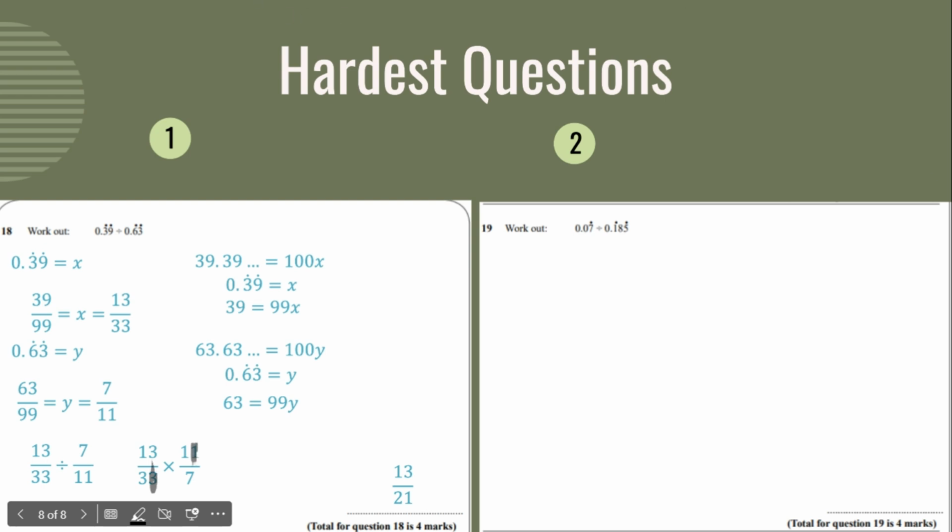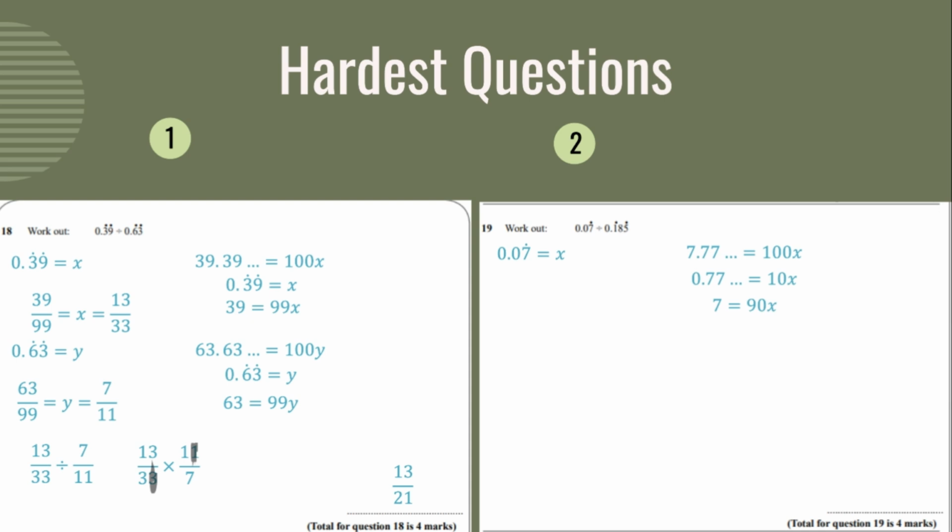Now, with our second question, we're asked to work out 0.07 recurring divided by 0.15 recurring. First, our 0.07 recurring equals x, meaning 100x equals 7.77 recurring. Now, we can't use x because we'll be left with 7.7, but we can use 10x, meaning we're left with 7 equals 90x, meaning 7 over 90 equals x.